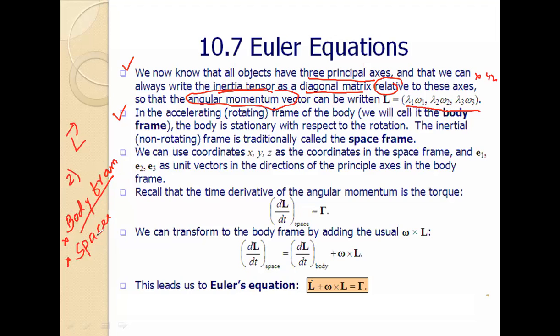The space frame is a frame where you observe that. It's like a non-rotating frame. Traditionally we call it the space frame. In the accelerating, which means rotating frame, the body is called the body frame. The frame that is stationary with respect to the rotation is called the non-rotating frame or space frame.